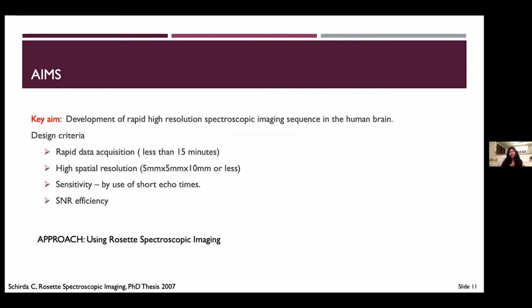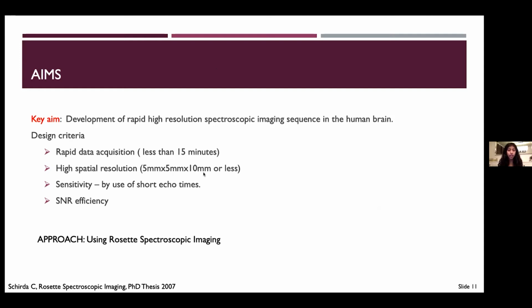So that's why the design criteria for my pulse sequence imaging sequence is that it should have a rapid data acquisition time, ideally less than 15 minutes. At the same time, it should offer high resolution and high sensitivity. This is achieved by using shorter echo times. I'll not go into the details of this because this is very physics related. And then the SNR, which is the signal to noise ratio, should also be pretty high, ideally.